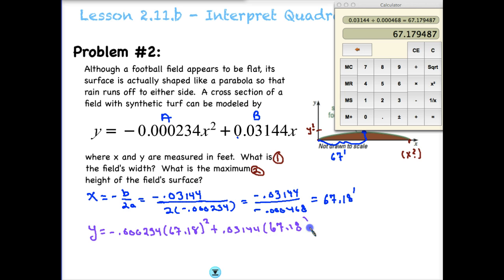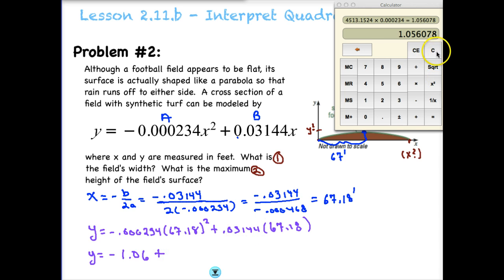67.18. Okay, so once again, we'll use our calculator to simplify. I'm always going to do my exponents first. 67.18 squared. And then I'm going to go ahead and multiply it by the number in front. And I'm going to do that all at once. So I'm going to end up with a negative, so times 0.000234. And I end up with a negative 1.06. I'm rounding to the hundredths place.